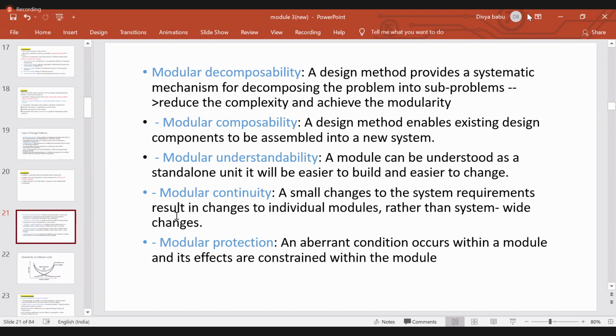So modular decomposability, modular composability, modular understandability, modular continuity, modular protection. These words you need to remember. Maybe two more questions we can expect from this modularity.